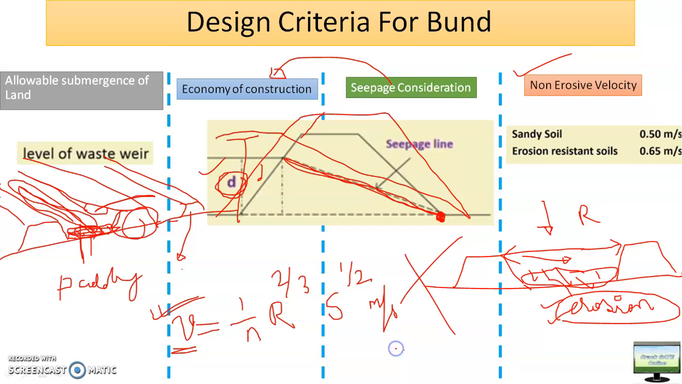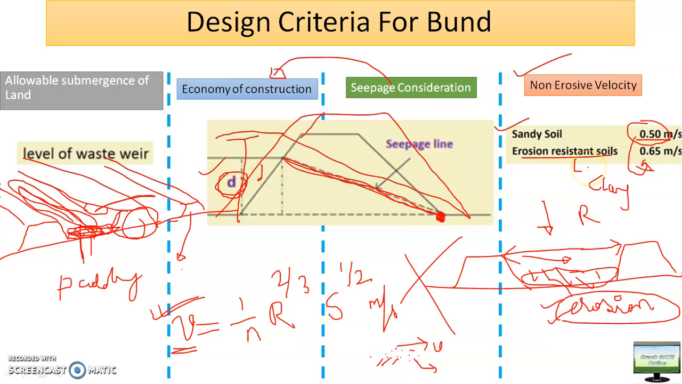Why? Because sandy soil has very low cohesion. If cohesion is low, then even a small velocity of water can detach the soil particles, while in clay soil the cohesion between particles is high, so you need higher velocity. Only if V is higher compared to sandy soil will the soil particles be detached, and erosion will be controlled. So here you can see for sandy soil it is 0.5, but for erosion resistant soil, basically clay soil, it will be higher than 0.5. Definitely it will be higher than 0.5.